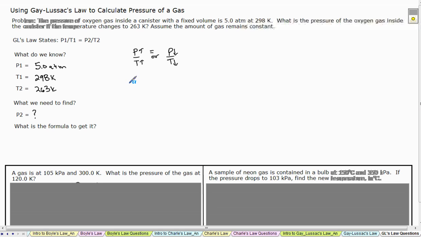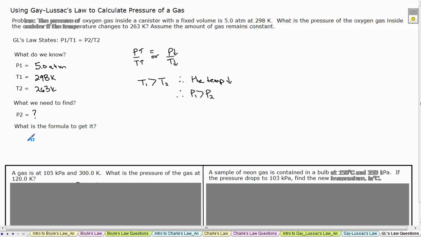So what's happening here? T1 is greater than T2. Therefore, the temperature decreased. So if the temperature decreased, then we know that our pressure is also going to have to be lower. Therefore, P1 is greater than P2. This is important to take the time to think this through before you go and attempt a calculation, just in case you alter the formula.